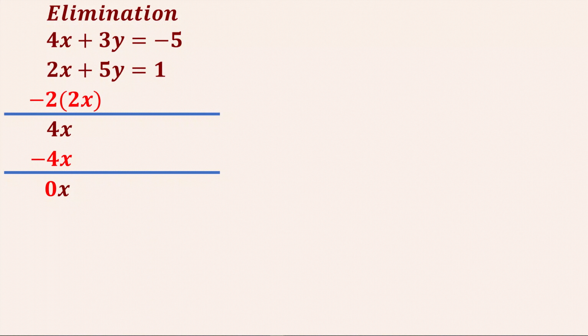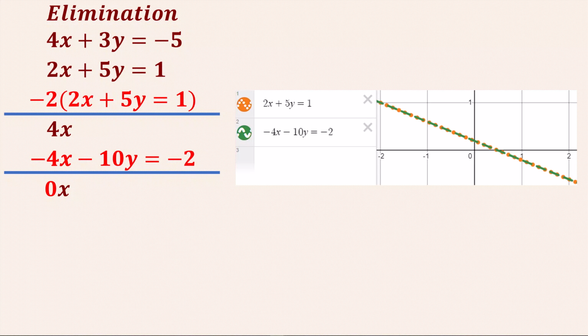However, in algebra, we treat all parts of an equation the same way, so we must multiply all the second equation terms by negative 2, creating a new equation, negative 4x minus 10y equals negative 2, but still equivalent to the original equation 2x plus 5y equals 1. It is still the same line if we graph it, as you can see in the example in Desmos.